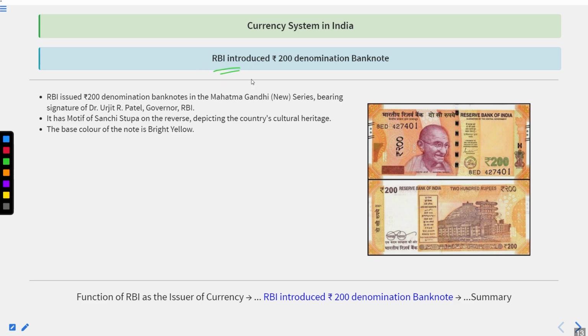Now RBI introduced the rupees 200 denomination banknote. RBI issued rupees 200 denomination banknotes in the Mahatma Gandhi new series, bearing the signature of Dr. Urjit R. Patel, Governor of the Reserve Bank of India. It has a motif of Sanchi Stupa on the reverse depicting the country's cultural heritage. The base color of the note is bright yellow.